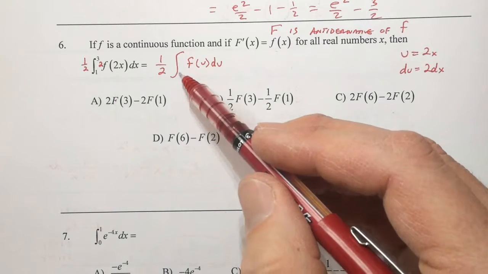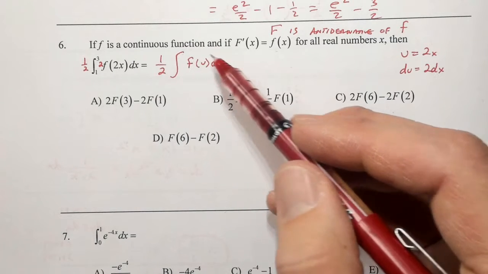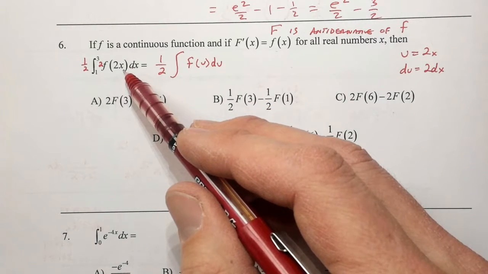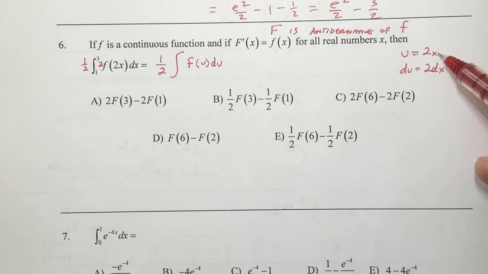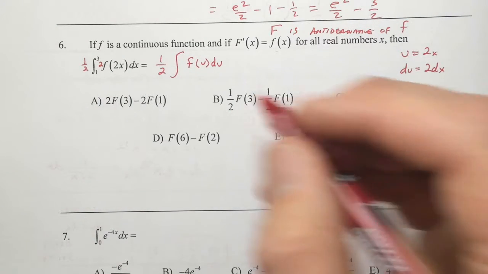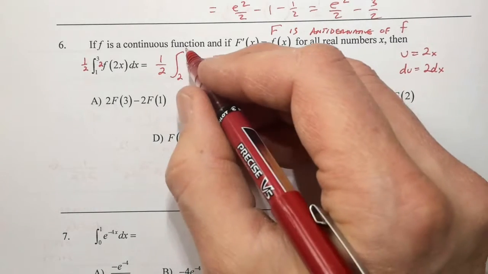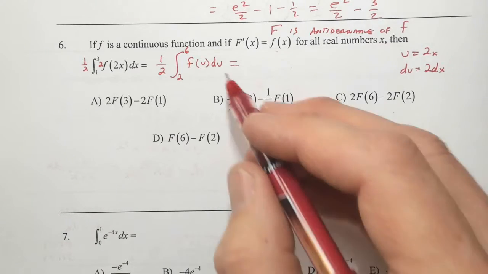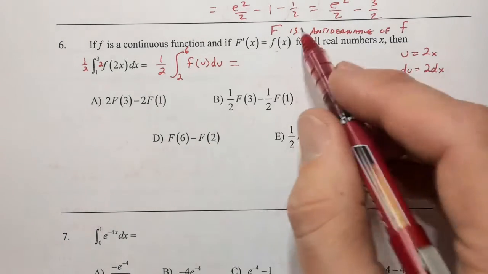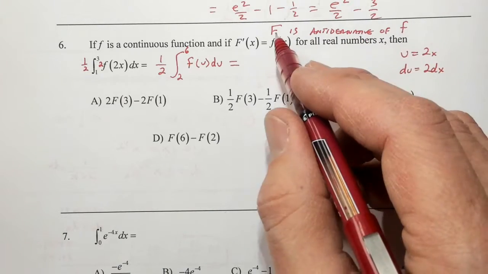What we also need to change are the bounds, because we're changing from x as our independent variable to u. So we're going to plug 1 and 3 in for x. Twice 1 is 2, twice 3 is 6. Now we actually have to perform the fundamental theorem of calculus, which means we have to take the antiderivative of little f. Well, the antiderivative of little f is big F.